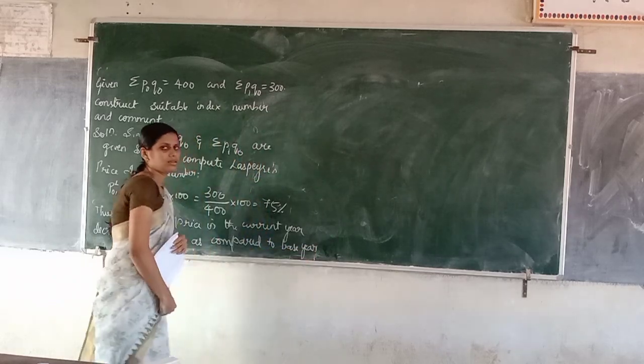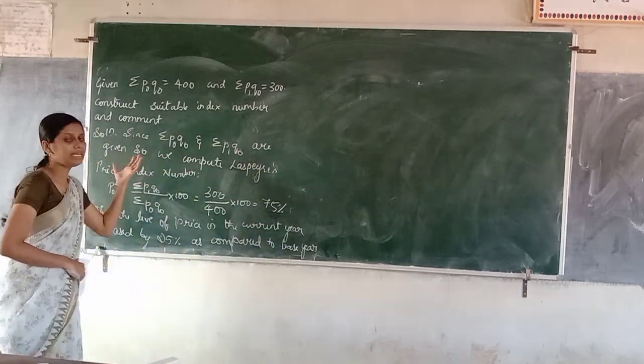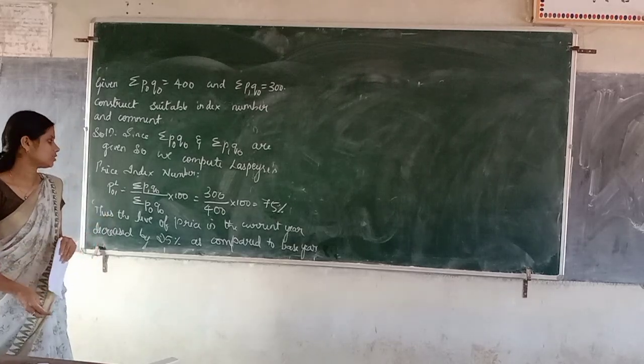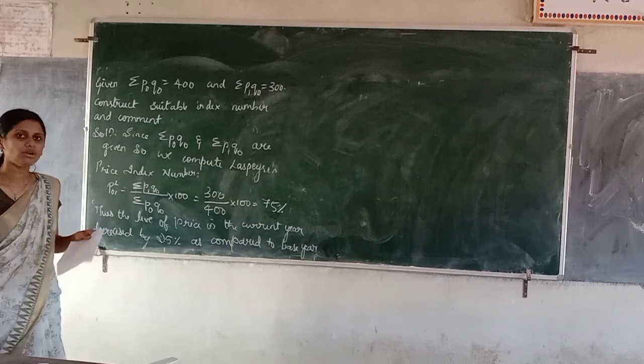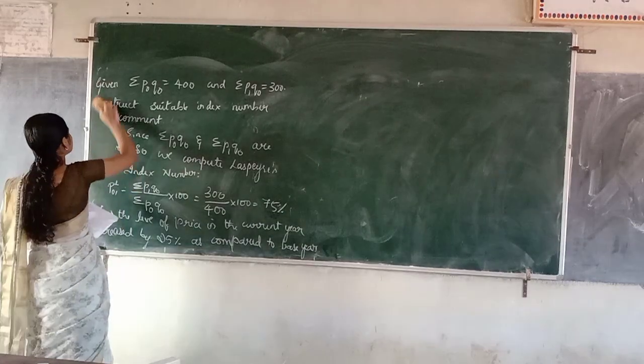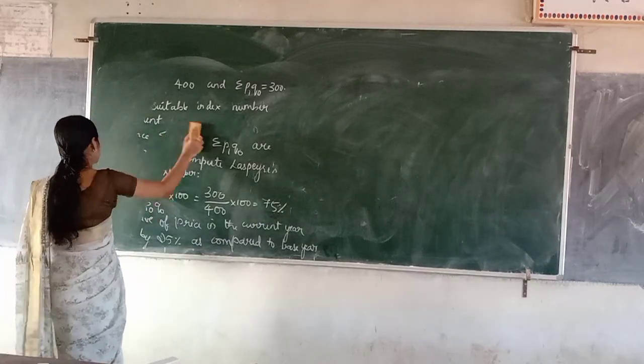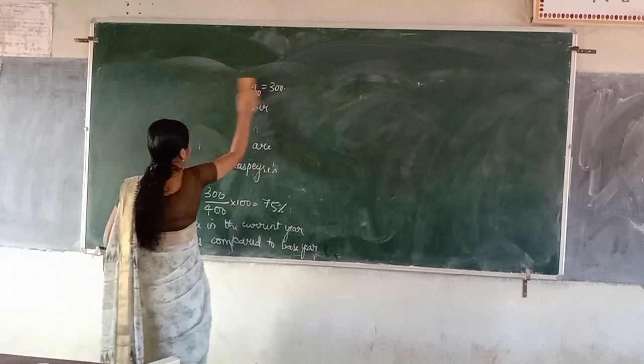So like this you are going to calculate if any information is given in the question. With the help of given information, you are going to decide which index number you are going to calculate. Now we will solve the next problem. Similar kind of problem we are going to solve.